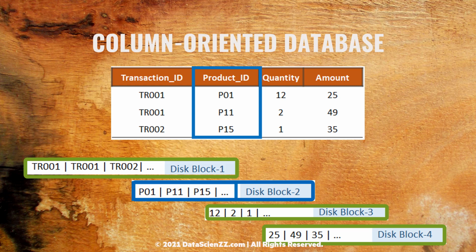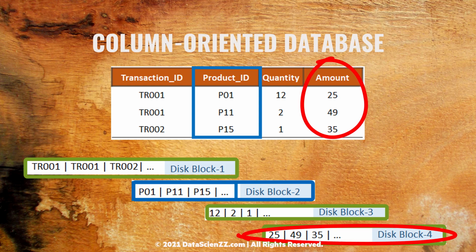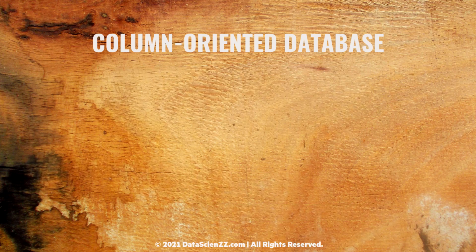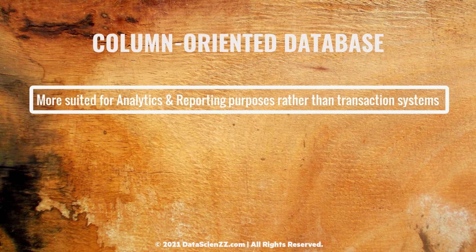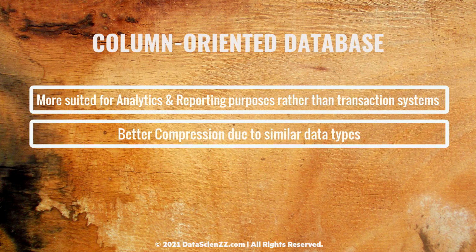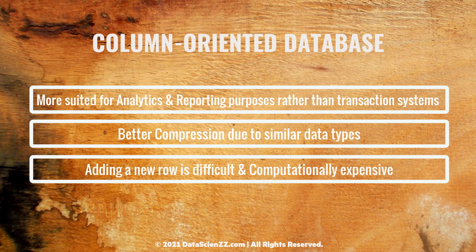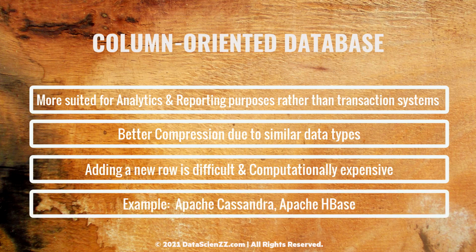Say, if we want to search for the maximum amount from this dataset, it is computationally less expensive, as we have stored all the values of a column together. Hence, column-oriented databases are more suited for OLAP systems, where a user wants to create a summary report based on several transaction records. Also, as similar types of data are stored together, better compression can be achieved. However, adding a new row is quite expensive in column-oriented databases. Examples of column-oriented databases include Apache Cassandra and Apache HBase.